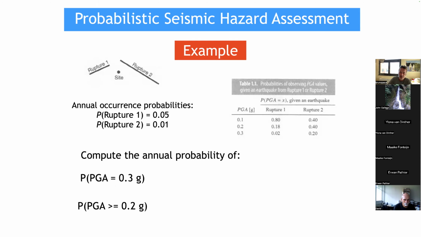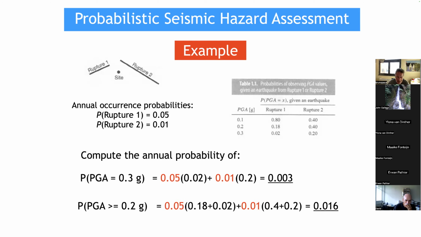So if we want to compute the annual probability of having a PGA equal to 0.3, what we have to do is 0.05, that is the probability of rupture 1, times 0.02, that is the probability of having 0.3 for rupture 1, plus 0.01, that is the probability of rupture 2, times 0.2, that is the probability of having 0.3 for this rupture, and the final result is 0.003.